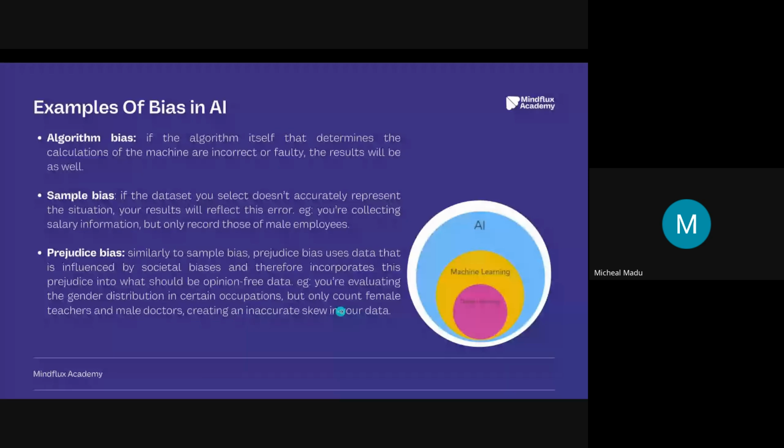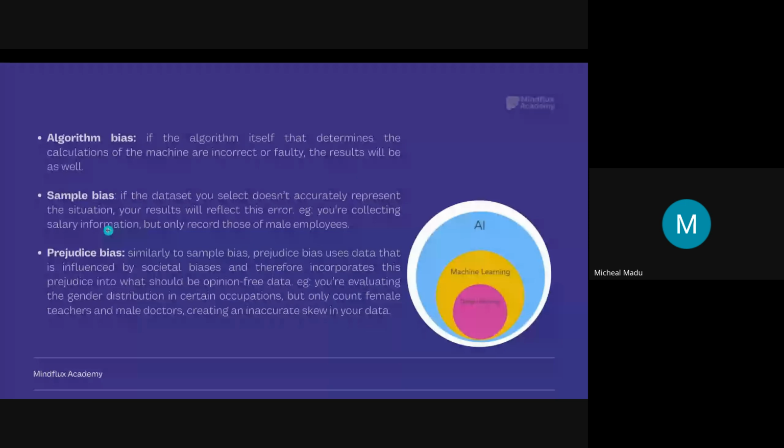Let me use this example. In Africa, there are jobs that are reserved for certain genders. For instance, you'd hardly find a female engineer, and you'd hardly find a male nurse. All those things are prejudices. So if you train your data set on those prejudices, you're already having a biased system. So we have algorithm bias, we have sample bias, we have prejudice bias.